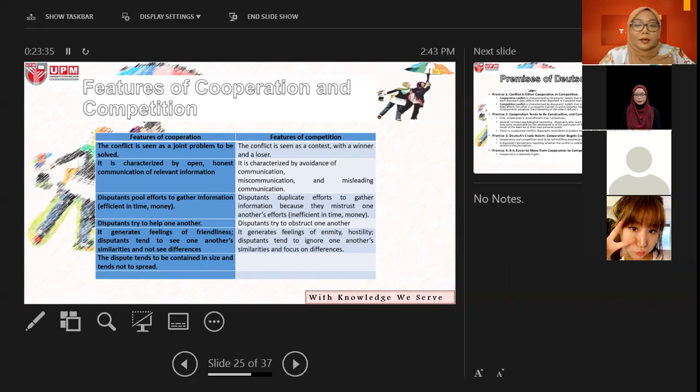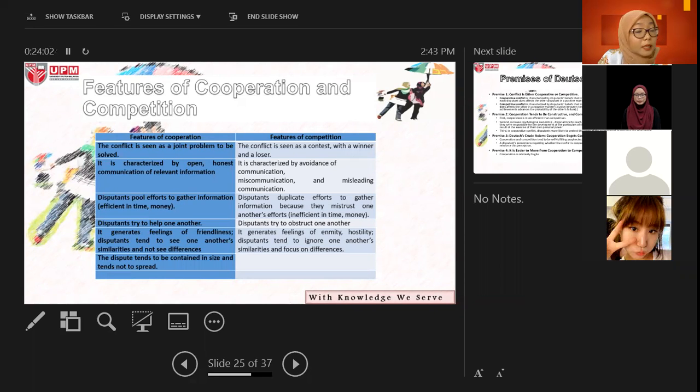Okay, and then disputants try to obstruct one another. The one party will try to stop another party for sure. And then it generates feelings of enmity, hostility. Disputants tend to ignore one another's similarity and focus on differences. Okay, we look for the weaknesses instead of the strength of the opponent.